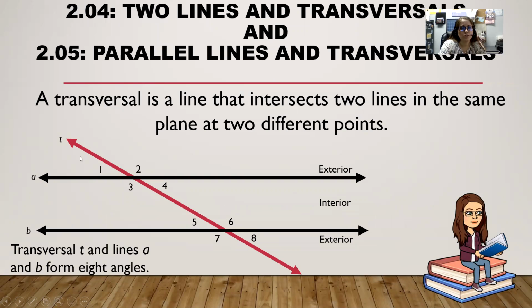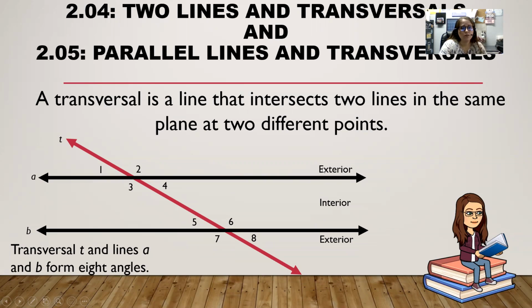So looking at this picture, we can see these two black lines, A and B. These are our two parallel lines, okay? They're going to run side by side forever, and they're never going to cross. But then we have this pink line as T. This is our transversal. This is what crosses both of those parallel lines and creates all 8 of these angles. So we've got angle 1, 2, 3, 4, 5, 6, 7, and 8.